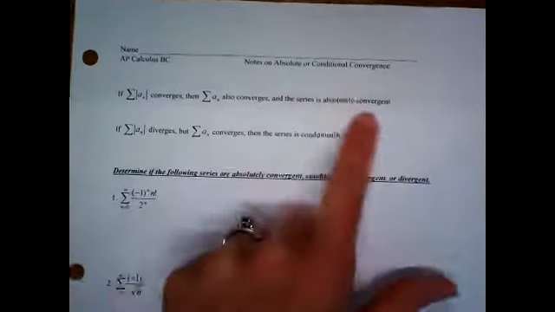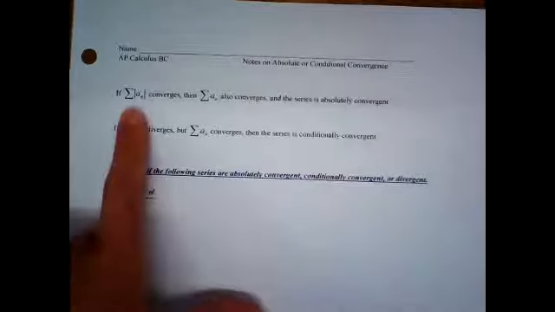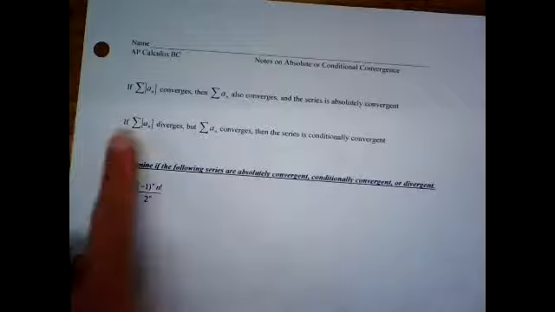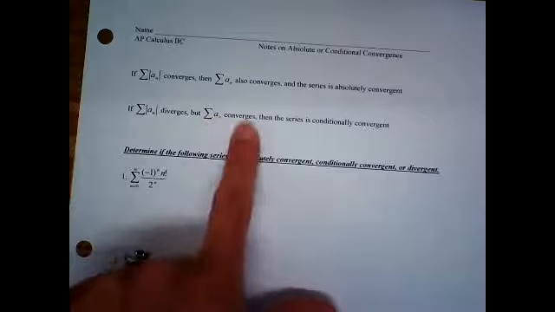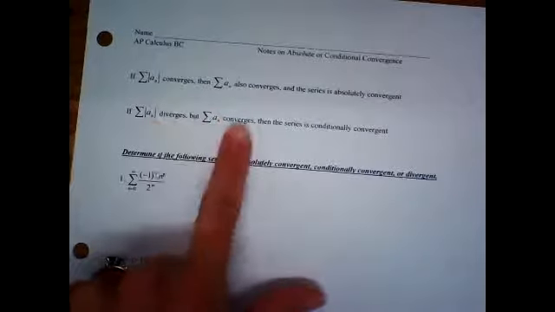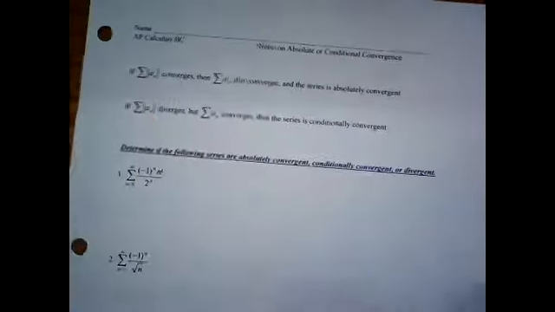And I wrote it on here for you. If the absolute value of the series converges, then the series itself, without the absolute value, will also converge, and the series is absolutely converging. So if you look at the absolute value and it converges, it's absolutely convergent and you're done. If you look at the absolute value and it diverges, it can still converge conditionally if the series itself converges. So if you get that the first one diverged, you still have to look at it without the absolute value and see if that converges. So that's like a two-part problem. Okay, so let's look at the first one.